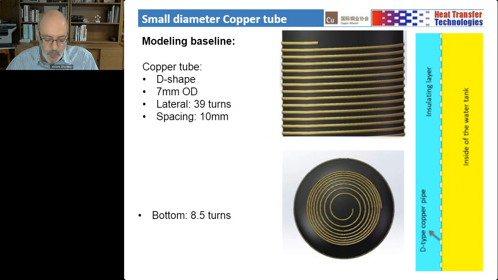The heat pump water heater tank is modeled using the same geometry as the baseline. The tube is a 7 millimeter OD. There are 39 turns. The spacing between the tubes is 10 millimeters. And also on the bottom of the tank, there are 8.5 turns of copper tube.